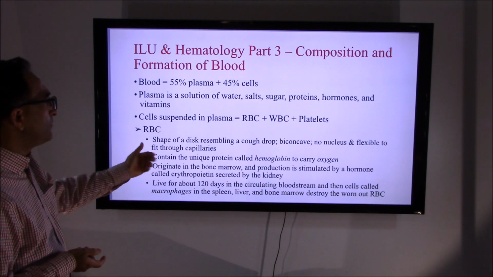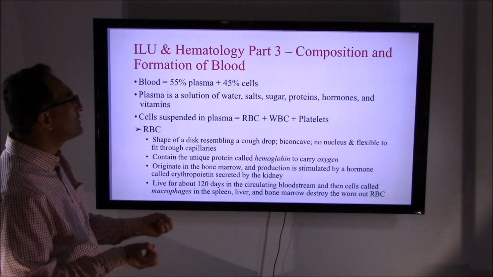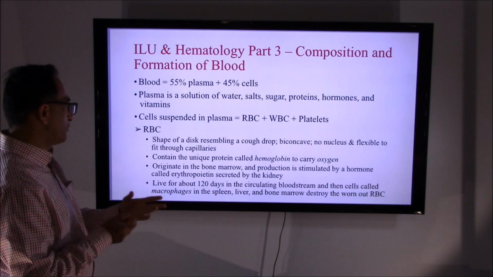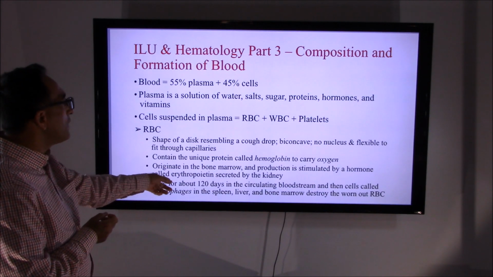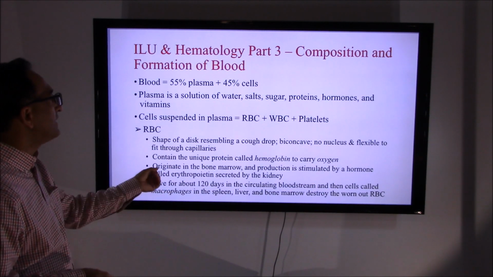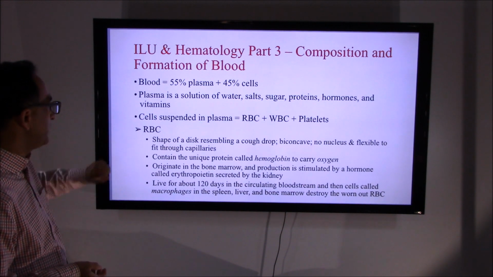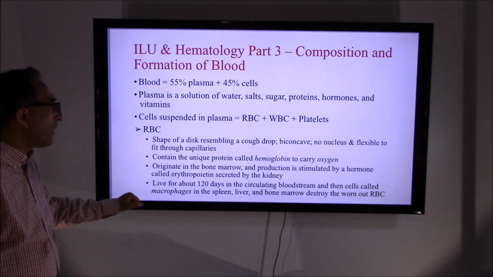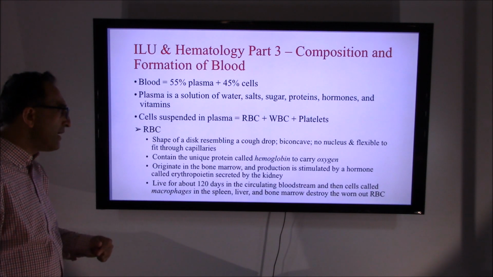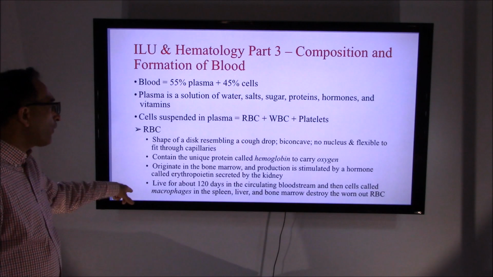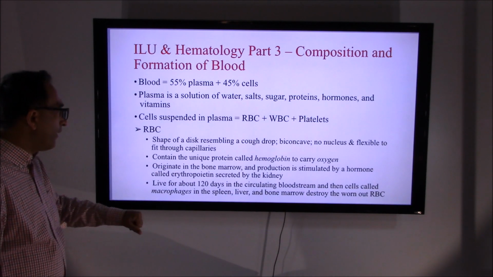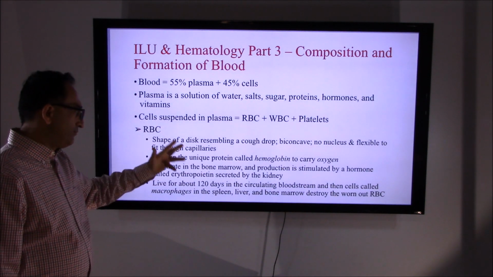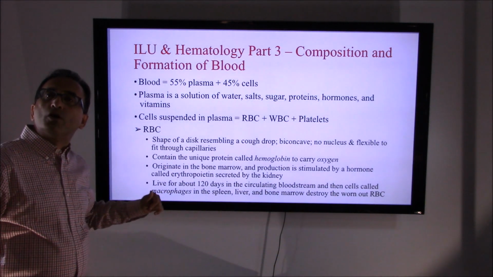It originates in the bone marrow, and the kidney is the one that regulates, saying, hey, I need more oxygen. So the hormone called erythropoietin is secreted by the kidney, and that stimulates the production of RBC. The average life of RBC is about 4 months. It circulates in the bloodstream, and then the macrophage will destroy it in the spleen, liver, and it will move on. So let's move on to the next slide.